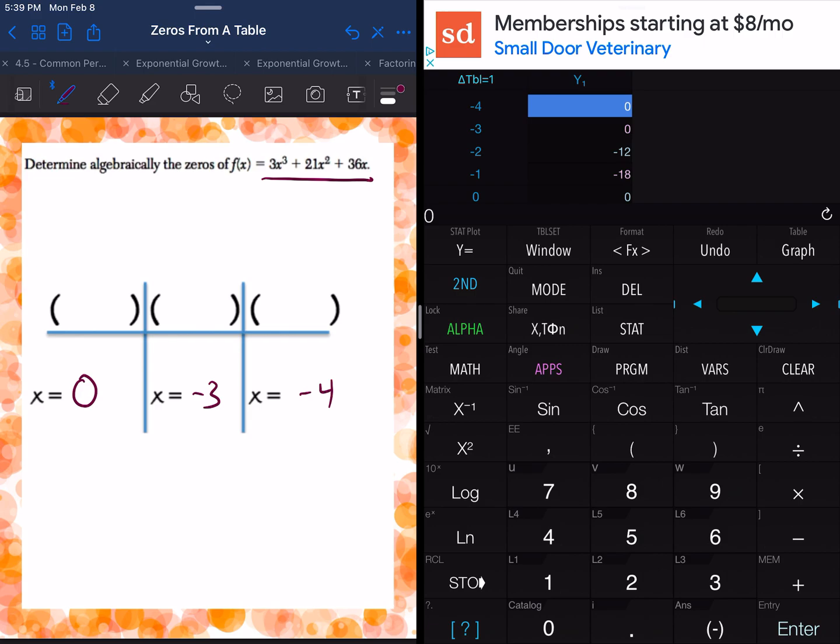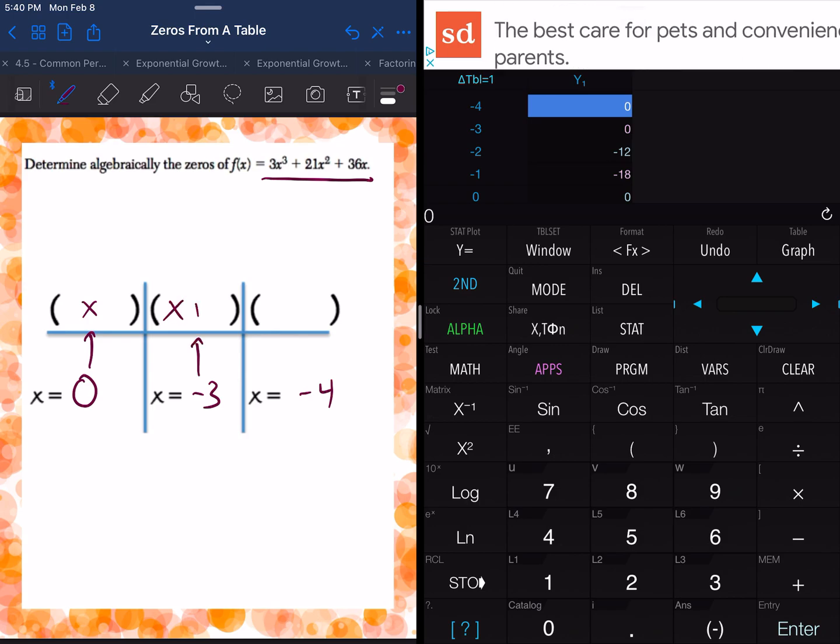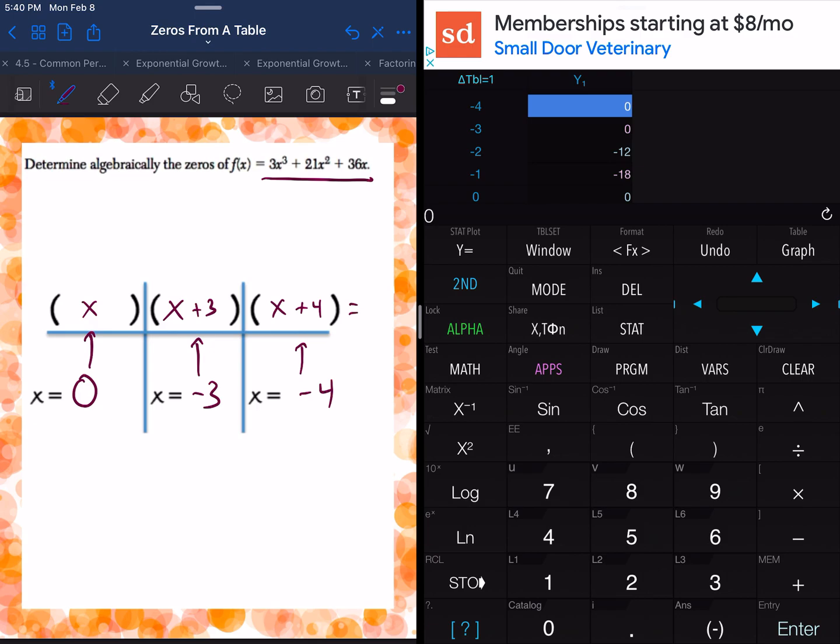So if those are my 3 zeros, what would my factors be? Well, in order to switch the sign for 0, just kidding, you can't. We're just going to put x. For the next one, you can switch a sign. The opposite of negative 3, positive 3. Opposite of negative 4, positive 4. Put an equal 0 just to look nice.